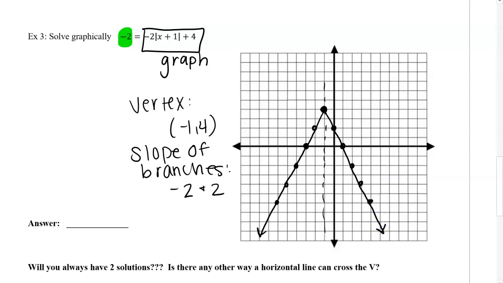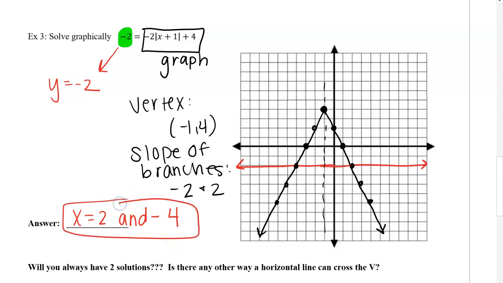So we want a horizontal line at -2. So we want to graph y equals -2. -2 would be down here and come straight across. So we'll see there's two answers here. We have an x value of 2 and an x value of -4. Those are the solutions.